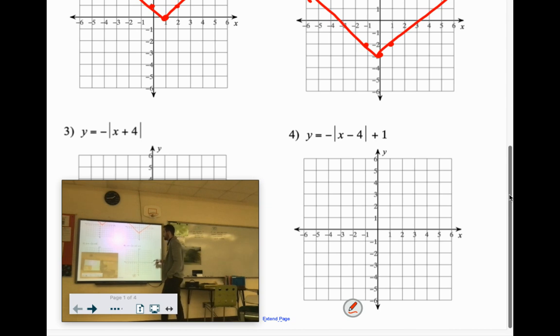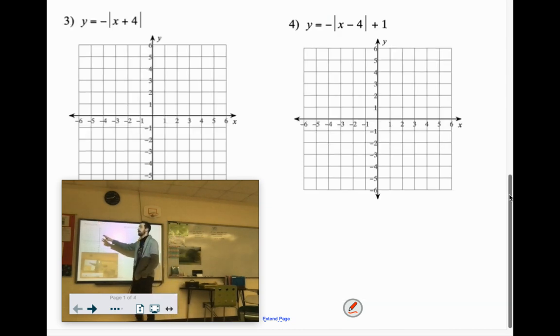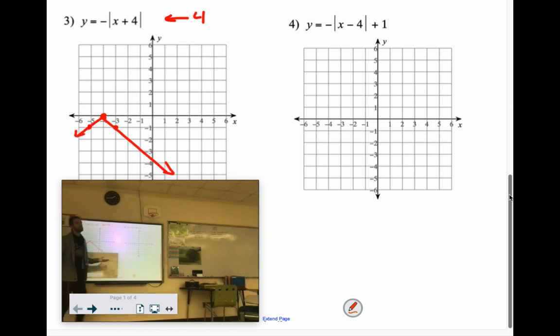Now this one has the plus 4 grouped with it, so that would be right and left. So this is going to go left 4. There's the vertex. But we also have that negative in front of the absolute value symbols. So instead of going up 1 over 1 in both directions, we're going to go down 1 over 1 in both directions. Down 1 left 1, down right 1. That's it. This has a negative in front, so it's going to be an upside down V.